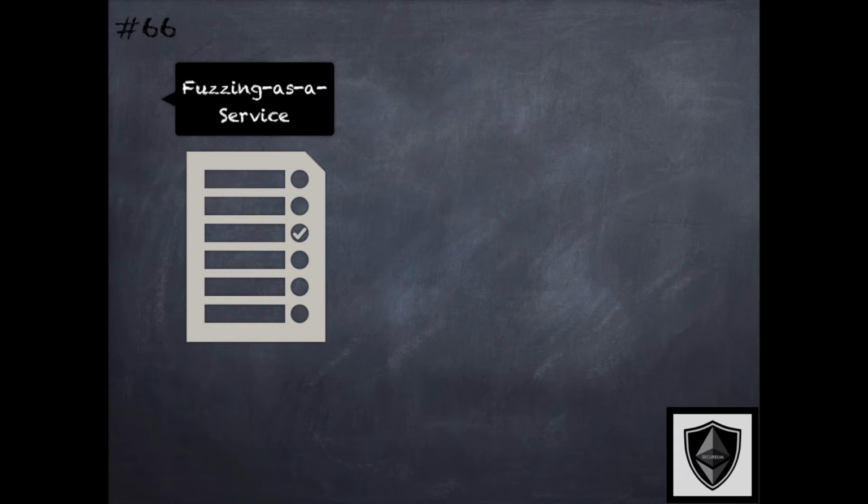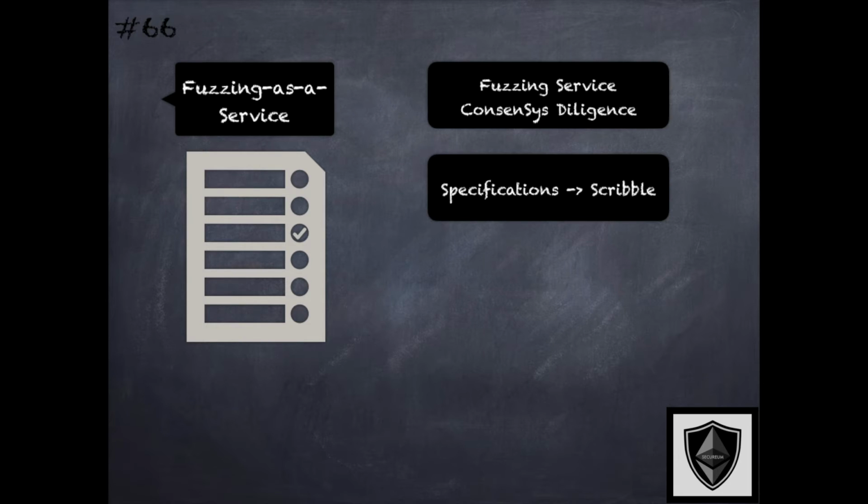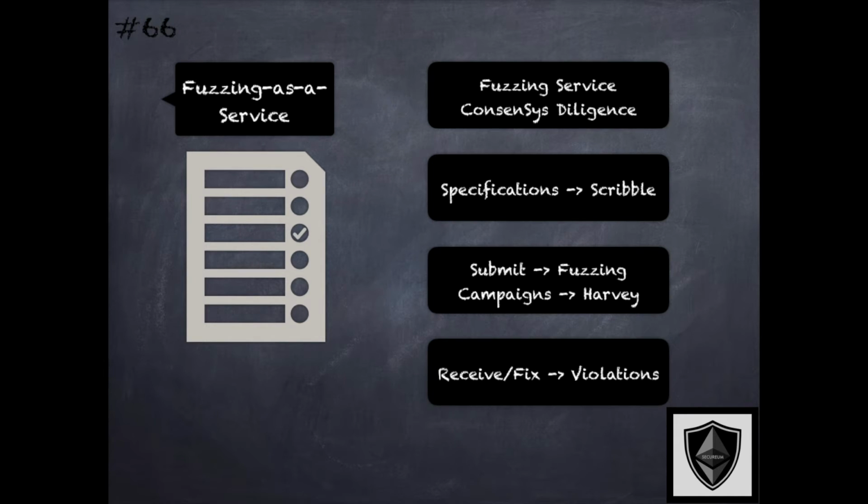Fuzzing as a service is a service that has been recently launched by Consensus Diligence, where projects can submit their smart contracts along with embedded inline specifications or properties written using the Scribble language that we just talked about. These contracts are run through the Harvey fuzzer, which uses the specified properties to optimize fuzzing campaigns. And any violations from such fuzzing are reported back from the service for the project to fix.